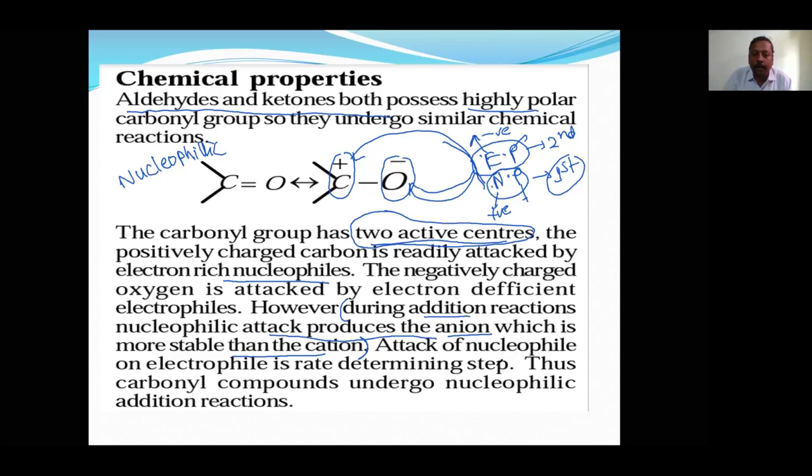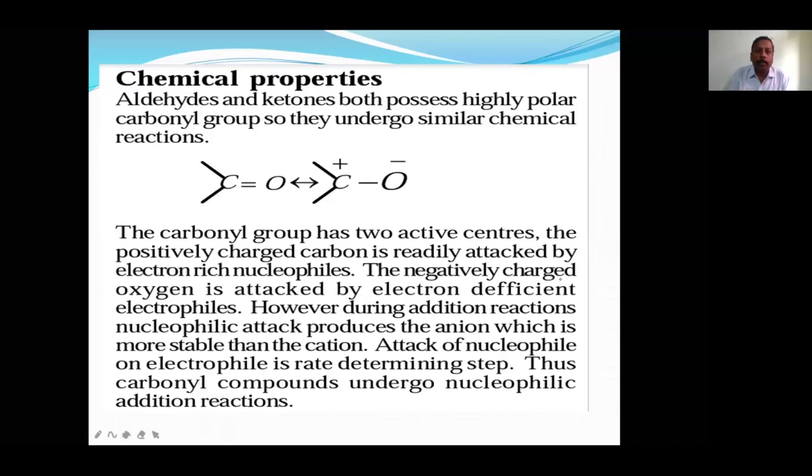Okay, rate determining step. Therefore, it undergoes nucleophilic addition reaction. Up to the last you will write from here. Okay, so is it clear now how to present what words are must? Okay, next slide, let us see.